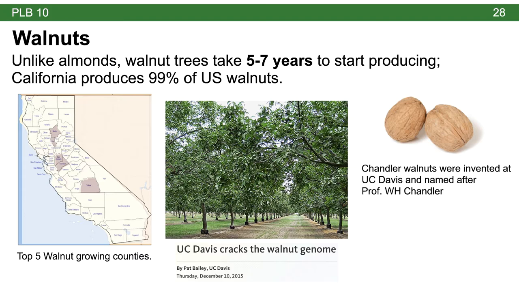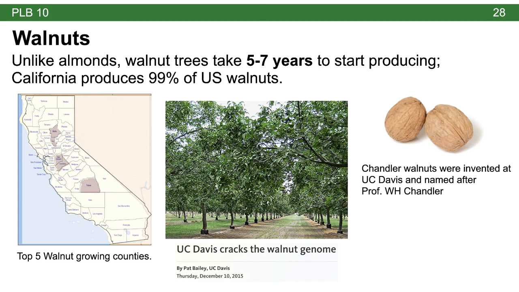In some places in Yolo County, you can find walnuts and almonds growing side by side, but there's some important differences. First, unlike almonds, walnut trees take about 5 to 7 years to start producing. And California produces 99% of all U.S. walnuts in just 5 different counties. So if you look on the far left, you can see a map of California where Butte, Sutter, San Joaquin, Stanislaus, and Tulare counties are the 5 most important counties for growing walnuts.